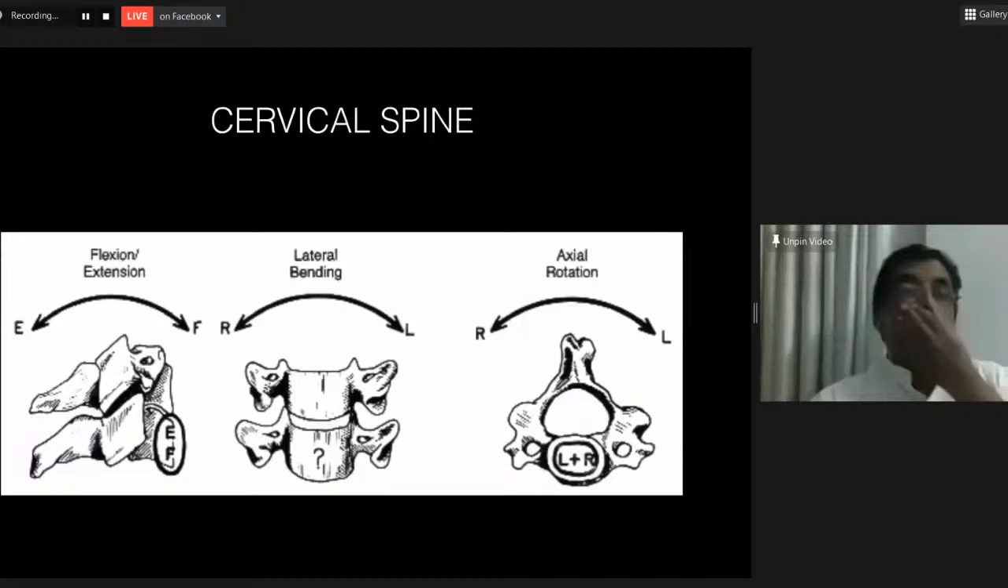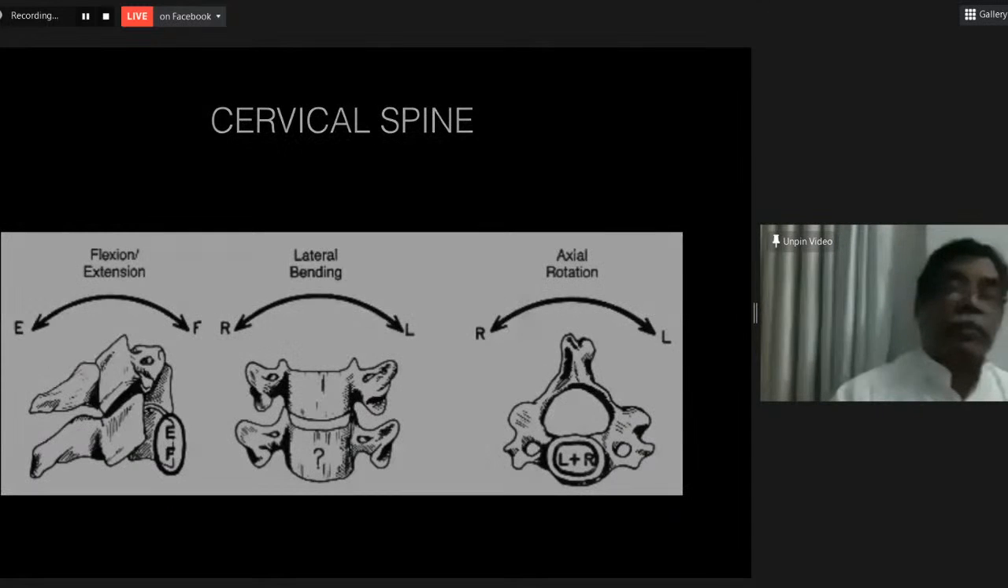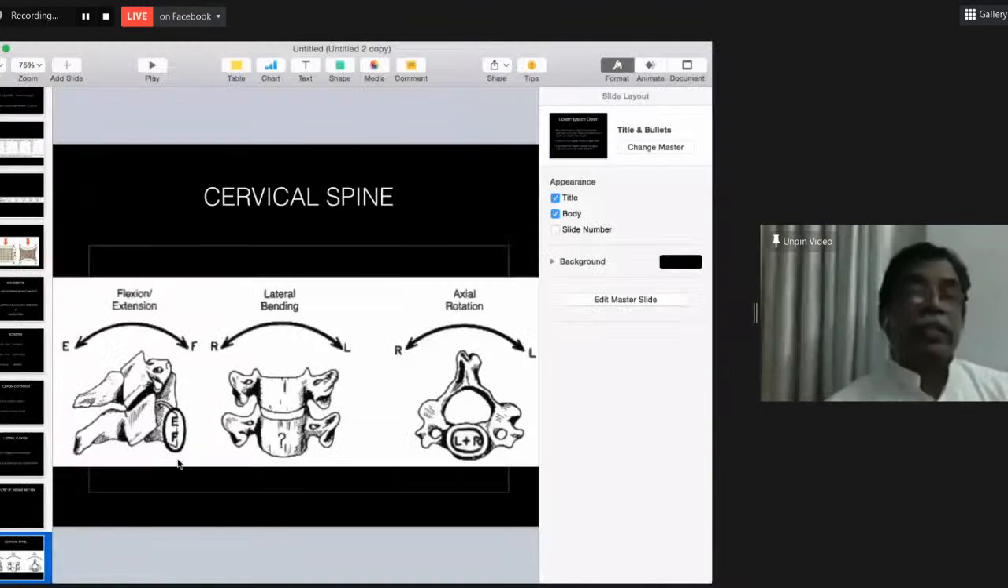So in the cervical spine, the flexion and extension axis is somewhere here. There is almost no lateral bending because of these uncinate processes here. And axial rotation is somewhere in the body of the vertebra. Okay.